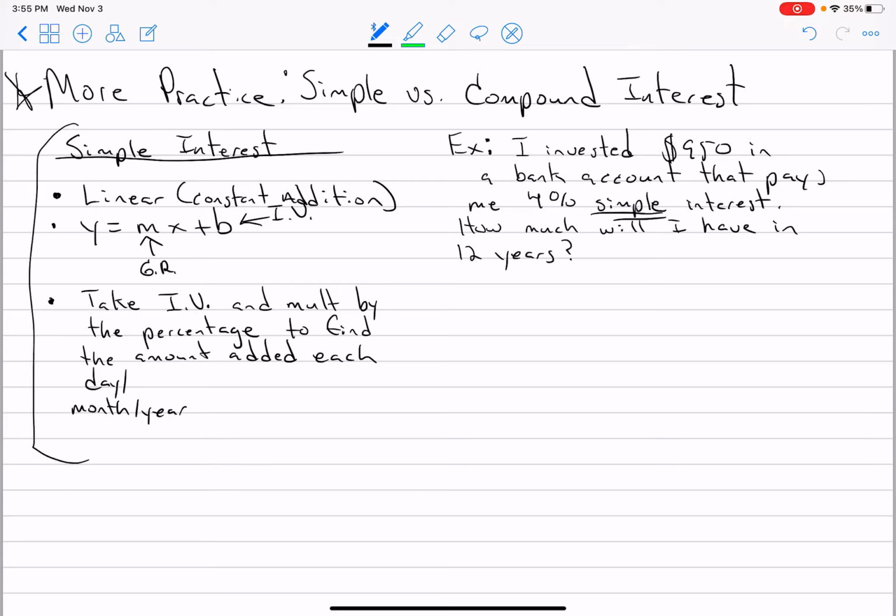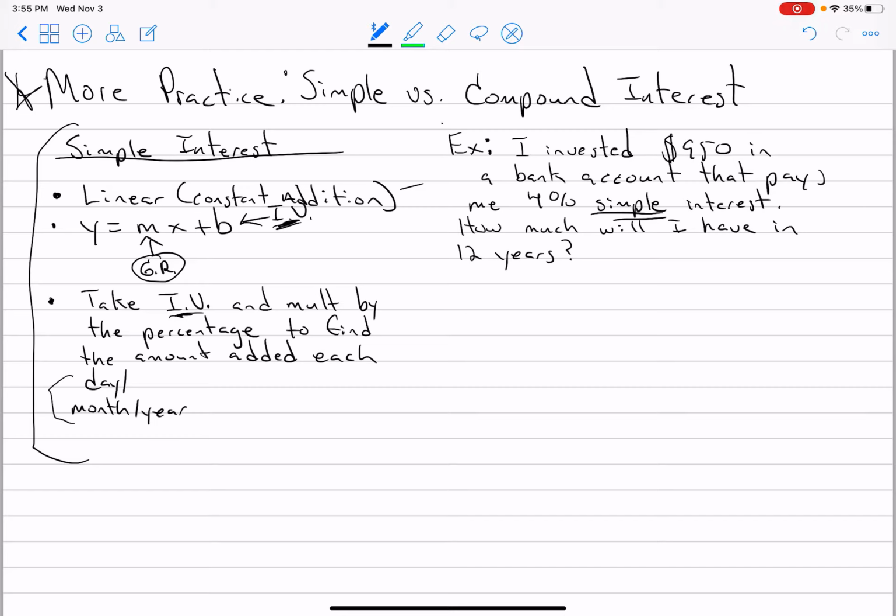Get those bullet points. 1, it's linear, constant addition. 2, so that means it's going to be y equals mx plus b, where m is the growth rate, b is the initial value. All right? And then what's the big idea? You take your initial value and multiply it by the percentage that's given to find the amount added each day of the month or year.